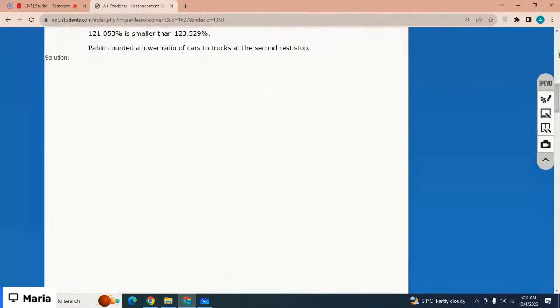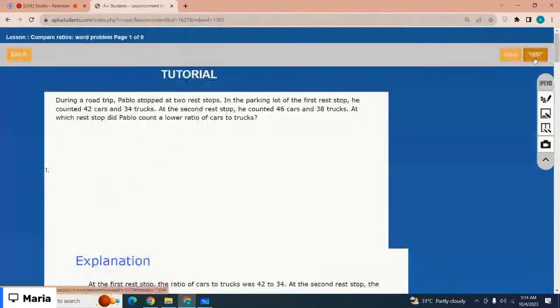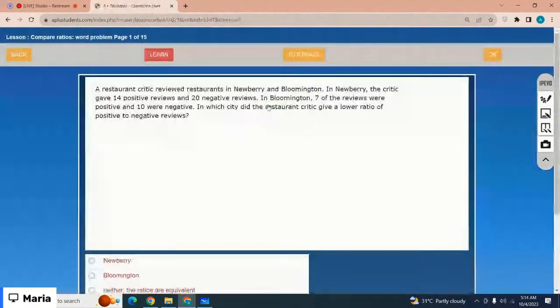So how do you compare ratios? You can compare the ratios by converting them into percentage form. That would then be easy to compare the ratios, right? Let's just see the first example.